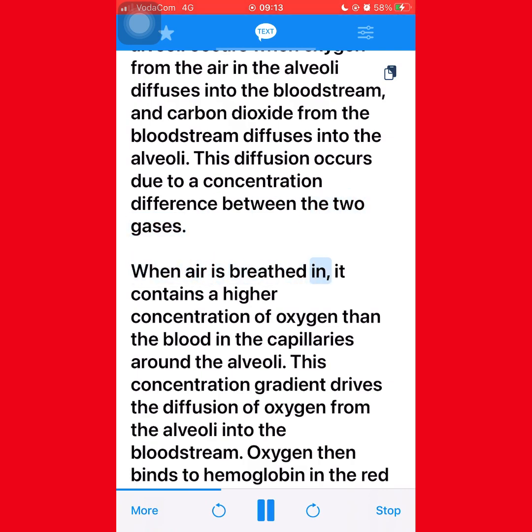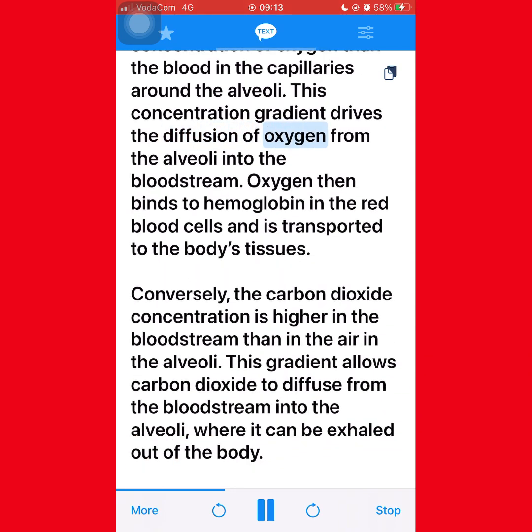When air is breathed in, it contains a higher concentration of oxygen than the blood in the capillaries around the alveoli. This concentration gradient drives the diffusion of oxygen from the alveoli into the bloodstream. Oxygen then binds to hemoglobin in the red blood cells and is transported to the body's tissues.